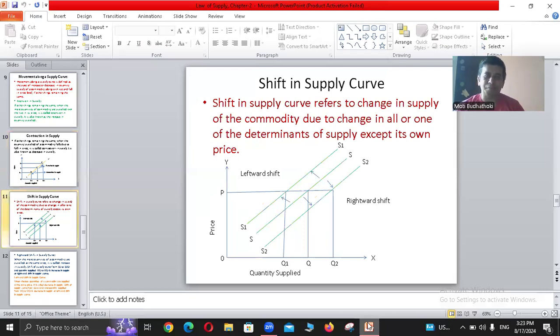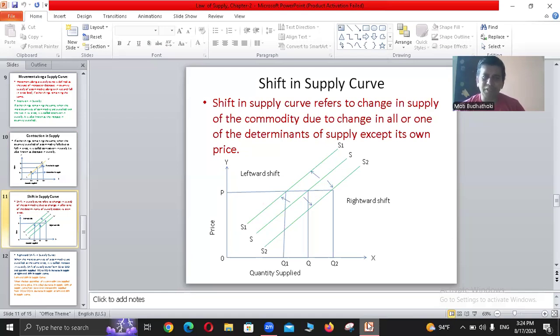Similarly, we discussed at first what a shift in supply curve is. A shift in supply curve refers to a change in supply of the commodity due to a change in all or one of the determinants of supply except its own price. Okay, we must remember one point. In case of movement along a supply curve, there is a change only in price, but in case of a shift, there is a change in other determinants, except its price.